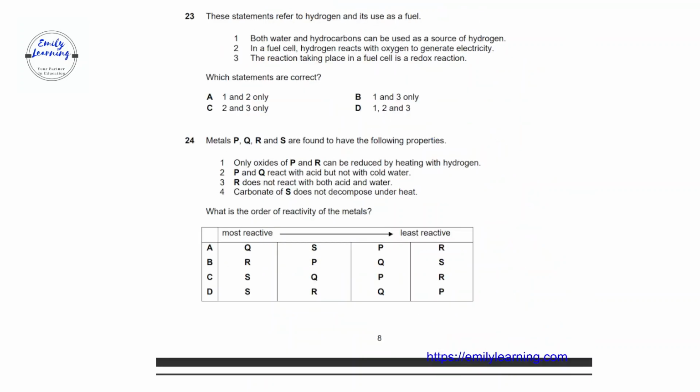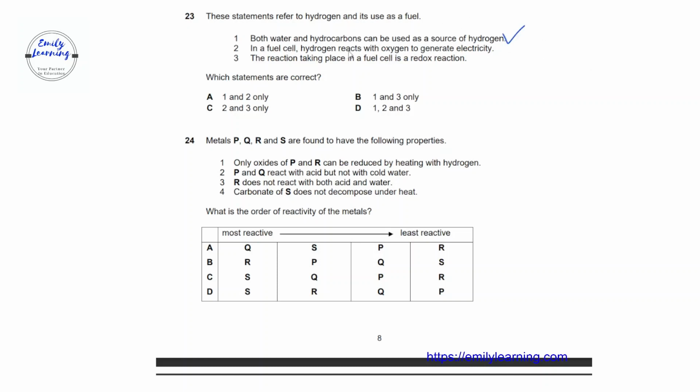Moving on to question 23. So in question 23, these statements refer to hydrogen and its use as a fuel. So both water and hydrocarbons can be used as a source of hydrogen. Yes, so this is true. So it's basically remembering hydrogen fuel.